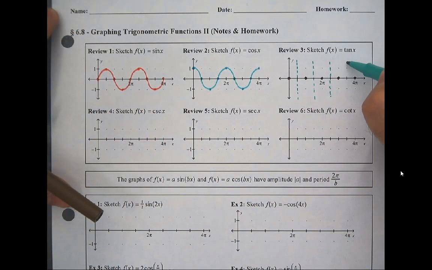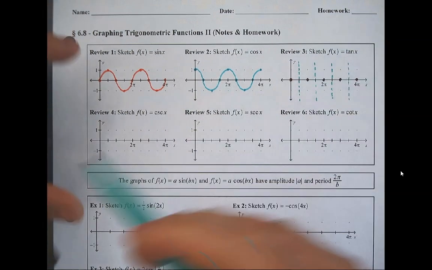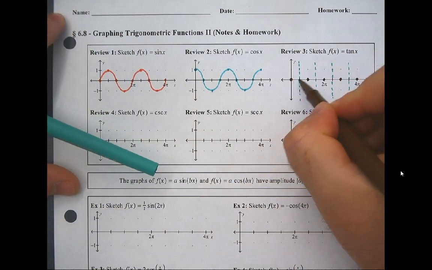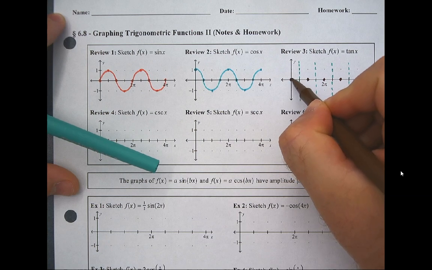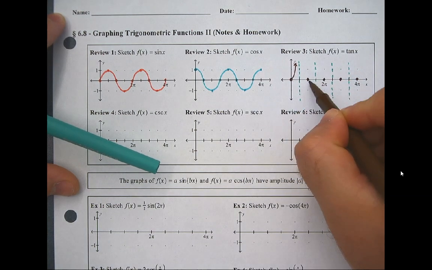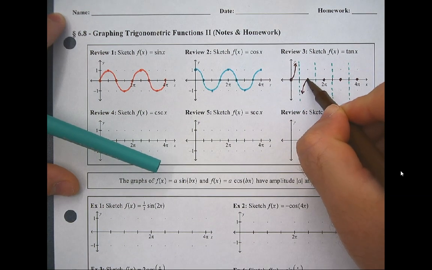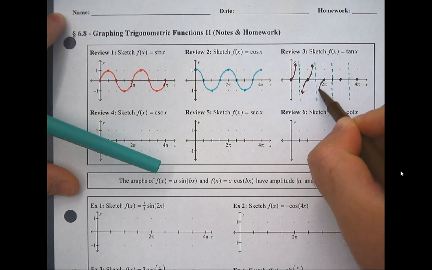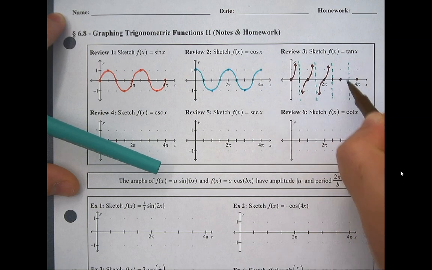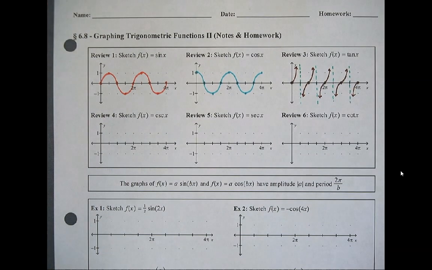Then we remember tangent is positive in quadrant 1, so I want to make sure that quadrant 1 corresponds to this gap here. I want to make sure my values are going positive. Quadrant 2 is negative, quadrant 3 is positive, quadrant 4 is negative, and then we have the fact that tangent is a periodic function to sketch the rest. So tangent should look something like that.